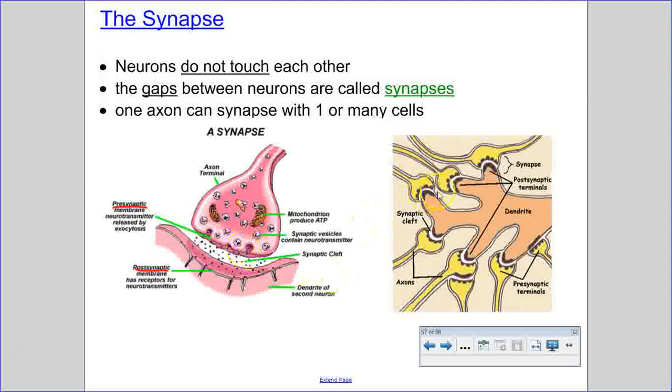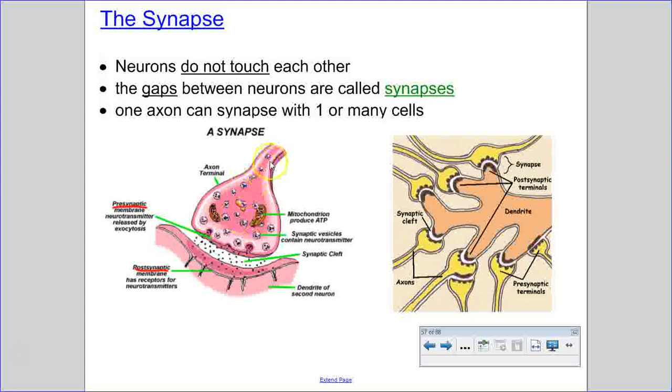And you can have, this is the dendrite of one neuron, and it can be married up to the axon terminals of many neurons. Okay, so it's through kind of a combined stimulation that we end up either inhibiting or stimulating a message in the next neuron.